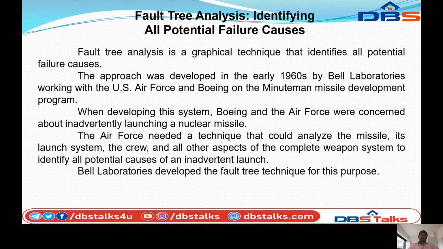When developing the system, Boeing and the Air Force were concerned about inadvertently launching nuclear missiles. The Air Force needed a technique that could analyze the missile, its launch system, the crew, and all other aspects of the complete weapon system to identify all potential causes of an inadvertent launch. So Bell Laboratories developed the fault tree technique for this purpose.